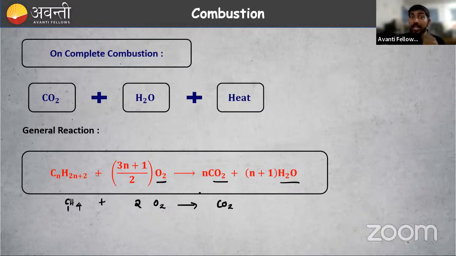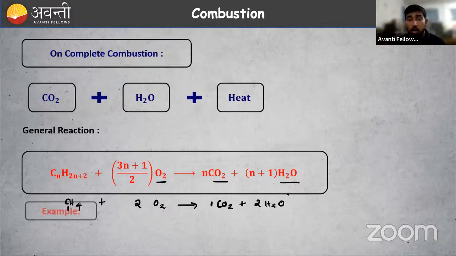Here the number of carbon is n, that is 1. So I can write 1 CO2, then (n plus 1) H2O. What is the value of n? 1. 1 plus 1 is 2, so 2H2O. That is the general reaction. If you remember this general reaction, you can write the combustion reaction of any alkane.